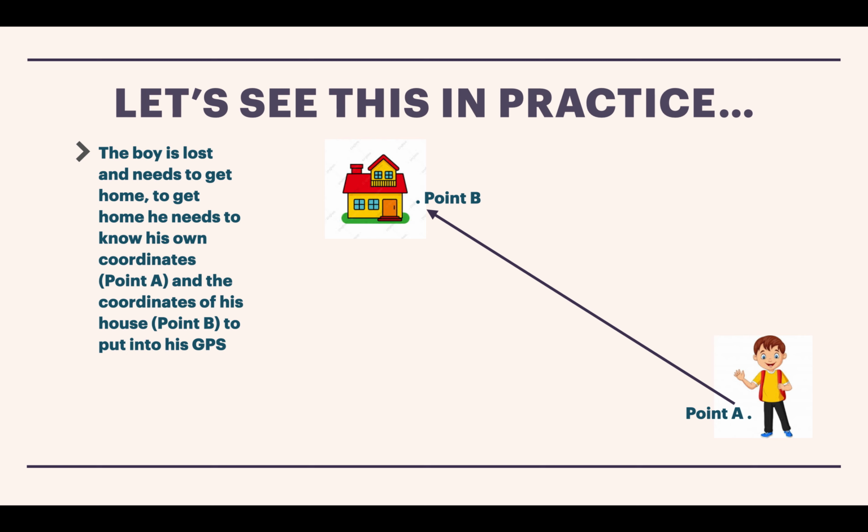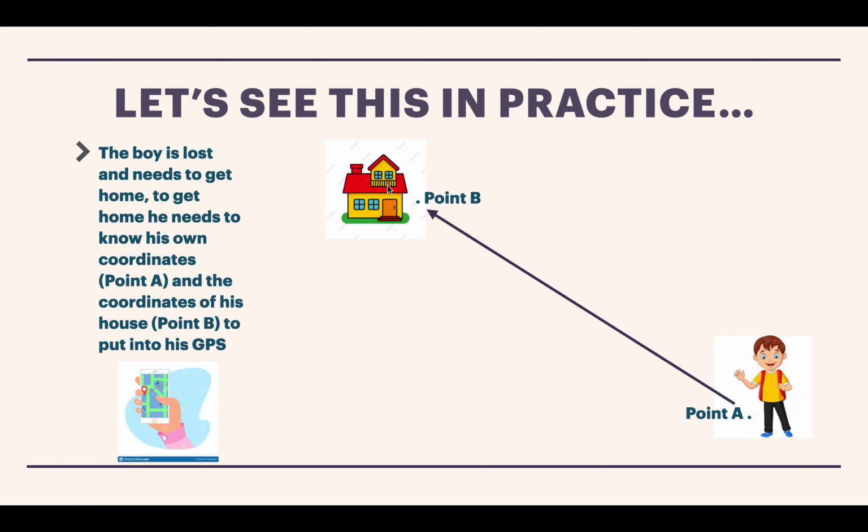Once he has that information, he can then put that into his GPS and hopefully find his way home. But if we look, when we've not got a grid or anything, that's very, very hard to measure. We can't measure this distance. We don't know how big or small it is. We don't know exactly where the boy is. We just know that he's here and he needs to get home.